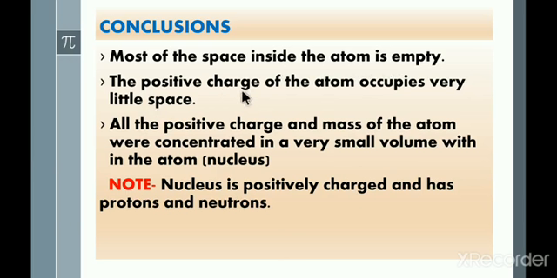Number 2, the positive charge of the atom occupies very little space. Number 3, all the positive charge and mass of the atom were concentrated, meaning present in a very small volume within the atom, which is known as the nucleus. And the radius of the nucleus is very, very small as compared to the size of an atom. The nucleus is positively charged. As I have already told you, it has protons and neutrons. Positive charge on the nucleus is due to protons.